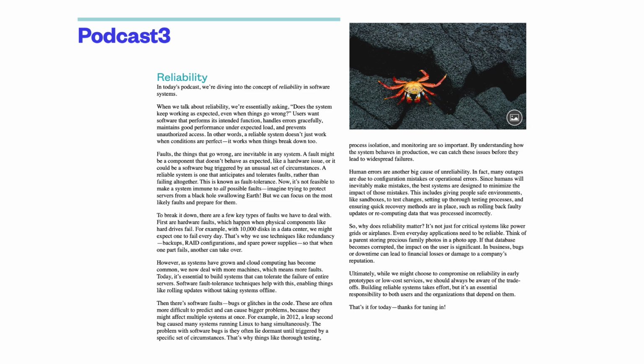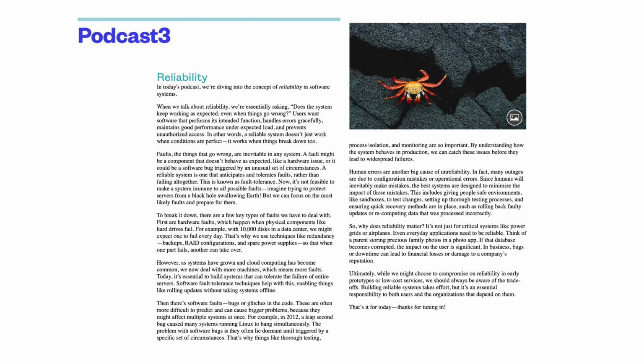In today's podcast, we're diving into the concept of reliability in software systems. When we talk about reliability, we're essentially asking, does the system keep working as expected, even when things go wrong? Users want software that performs its intended function, handles errors gracefully, maintains good performance under expected load, and prevents unauthorized access. In other words, a reliable system doesn't just work when conditions are perfect, it works when things break down too.